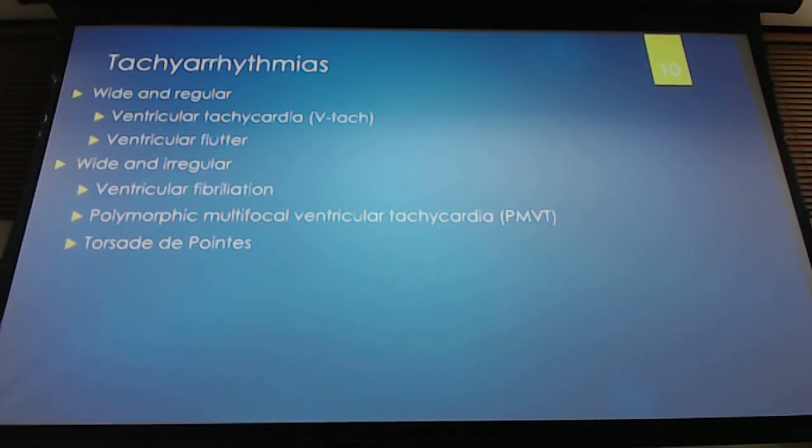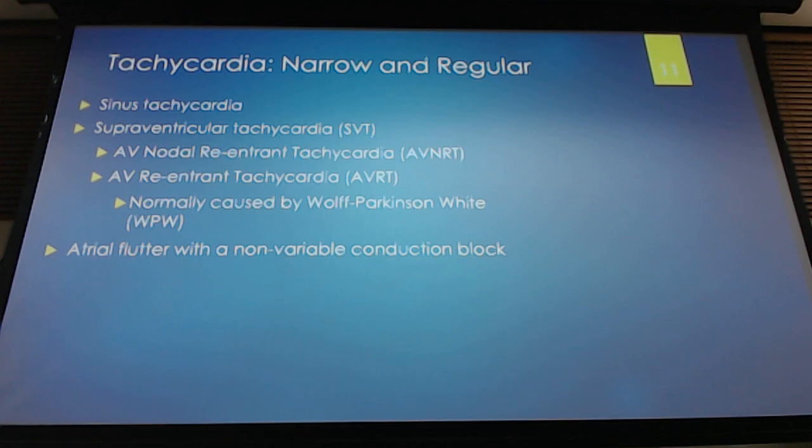Okay, so V-tach. If you look and you have wide and then it's irregular from R to R, these are your differentials. V-fib, polymorphic V-tach, and torsades de Pointes. So let's start with our narrow and regular. That's a sinus tachycardia, our SVTs, and then our atrial flutter with a non-variable block.